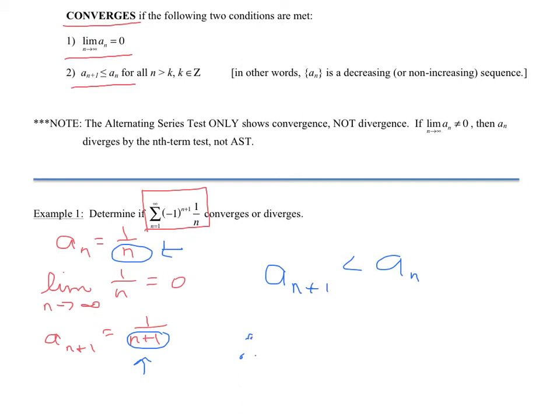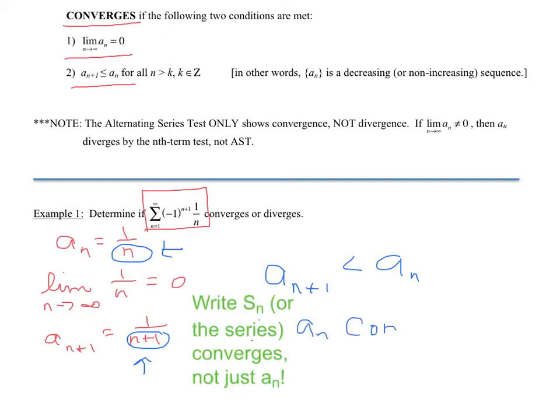because the two conditions were met, that's all you had to do, those two conditions. Therefore, we're going to be able to draw our conclusion. So therefore, a sub n converges by AST.